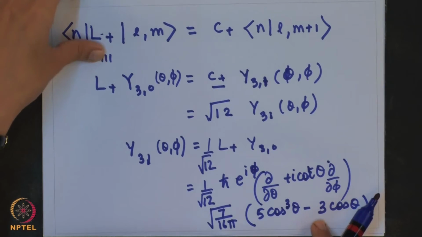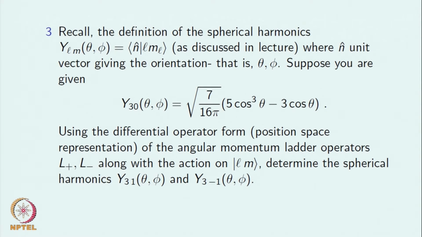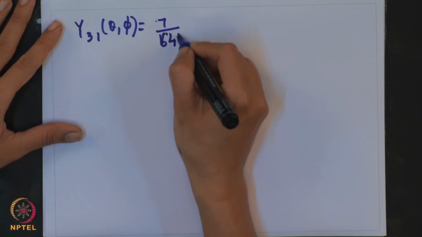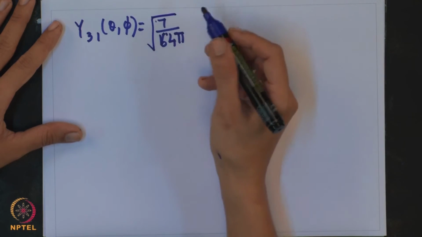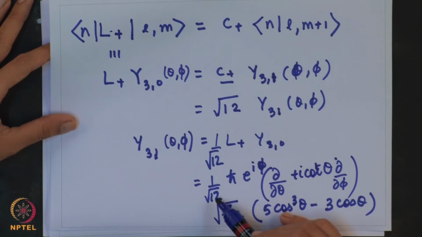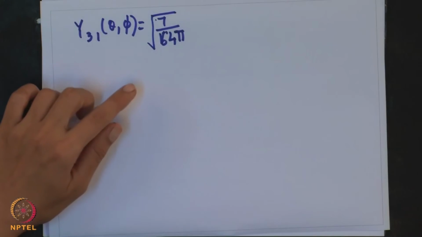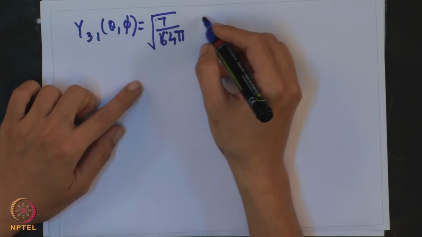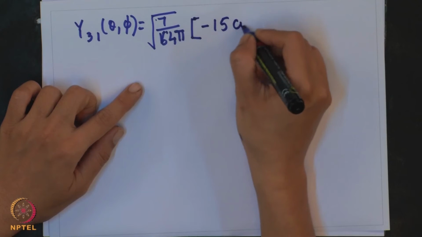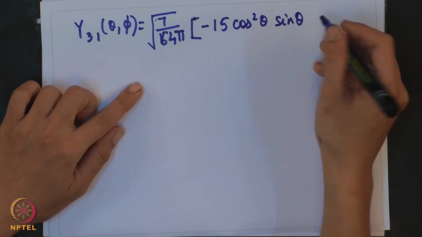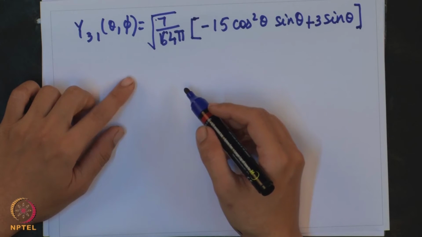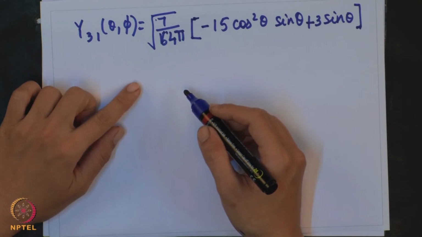So the minus will become plus. y31 theta phi would be, in the square root, 7 by 64, because here we had 16, then here you have square root of 12, 7, 16 pi. On simplification, I will get the derivative as minus 15 cos square theta sin theta plus 3 sin theta. So just check after simplification if you get this result.